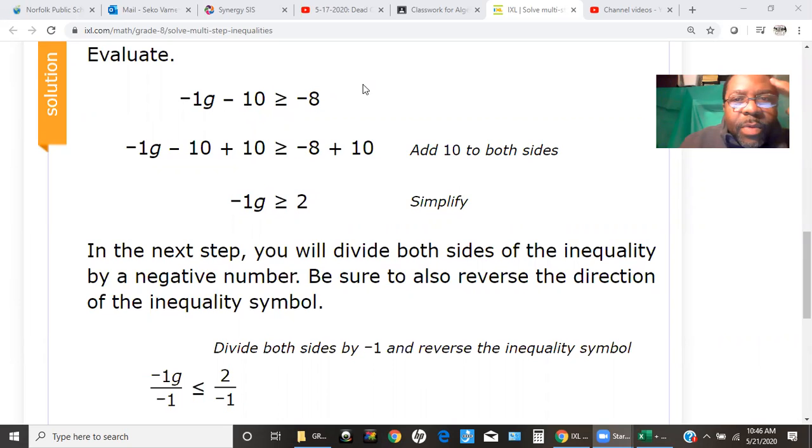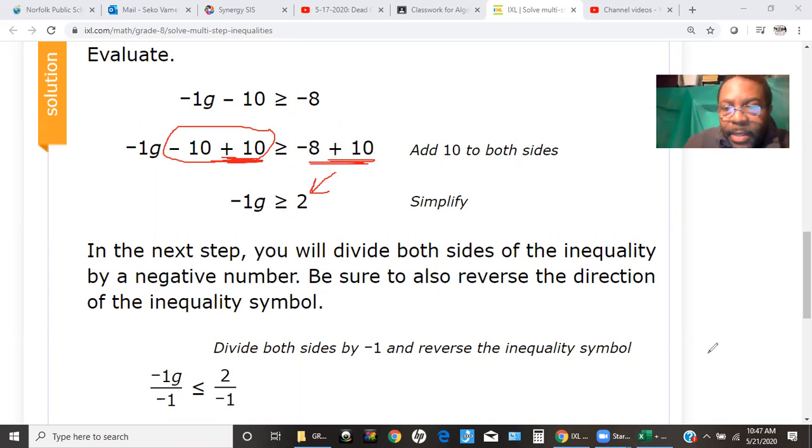So what we've done here is to remove the negative 10, we're going to add 10. And if we do it on one side, we're doing it on both sides. So you see here, that's the added 10. We added 10 on both sides. Okay. All right, so negative 8 plus 10 is going to bring you down to 2.